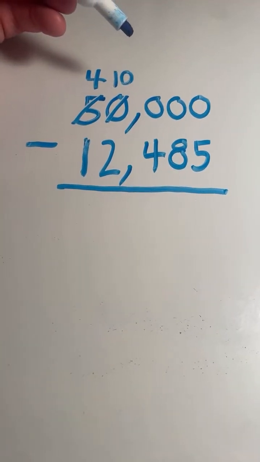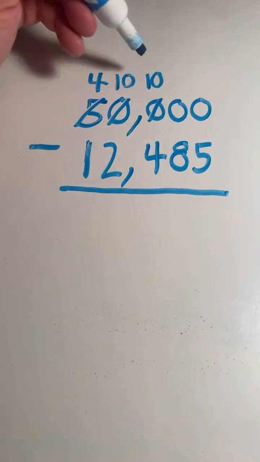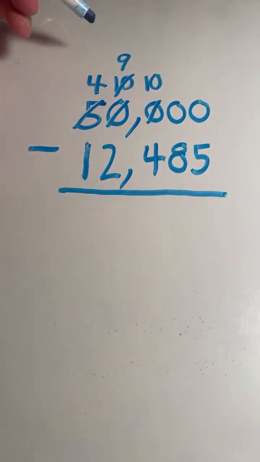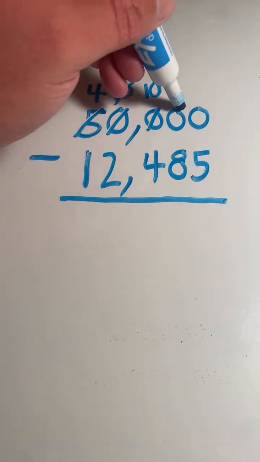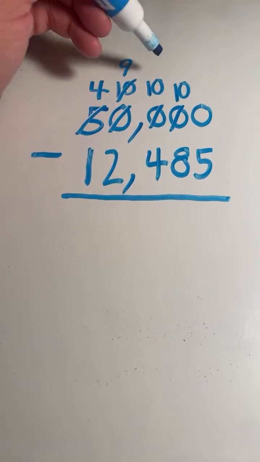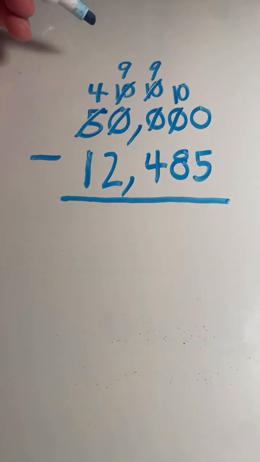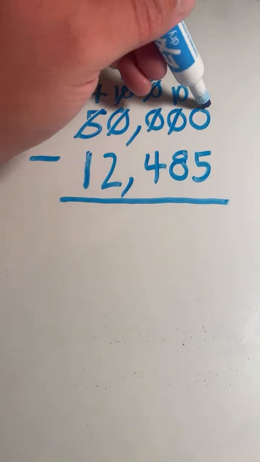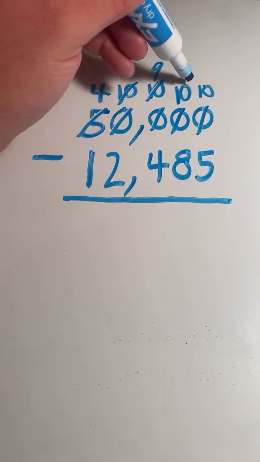You can't start with 0 and take away 4. So the 0 becomes a 10, and then the 10 in the thousands place becomes a 9. You can't start with 0 and take away 8. So that 0 becomes a 10, and then the 10 in the hundreds place becomes a 9. You cannot start with 0 and take away 5. So that 0 becomes a 10, and that 10 from the tens place becomes a 9.